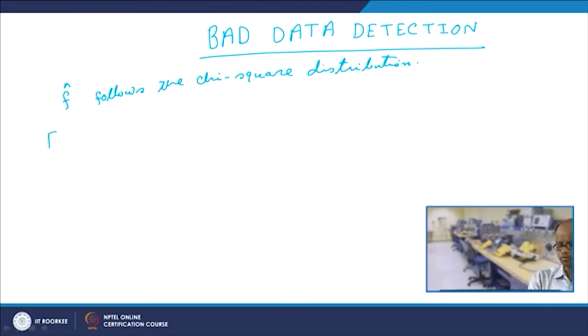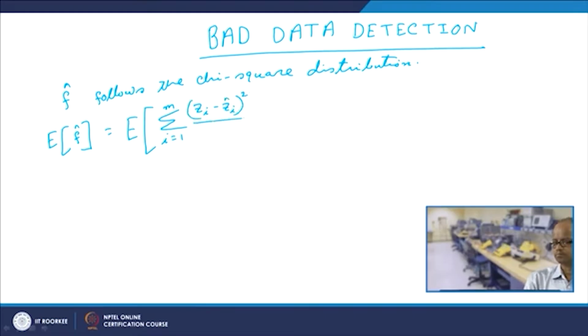So, what we want to know is the expected value of f hat. That would obviously be something like this. So, that would be the case.